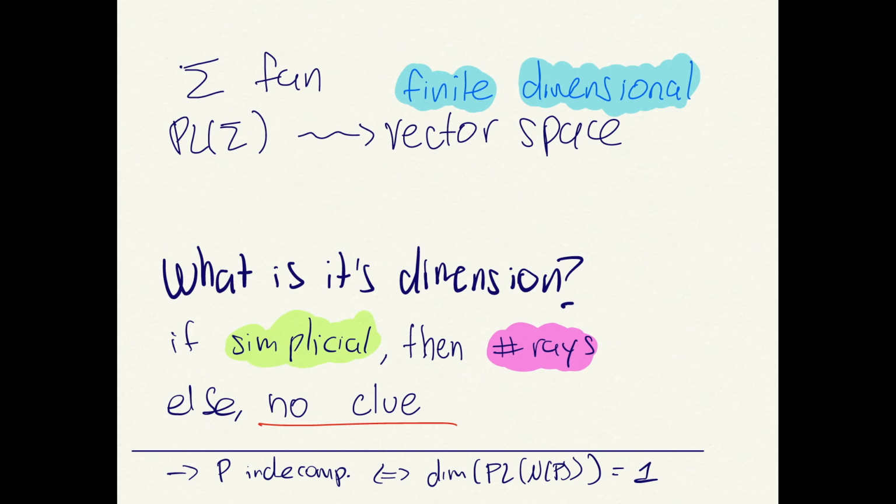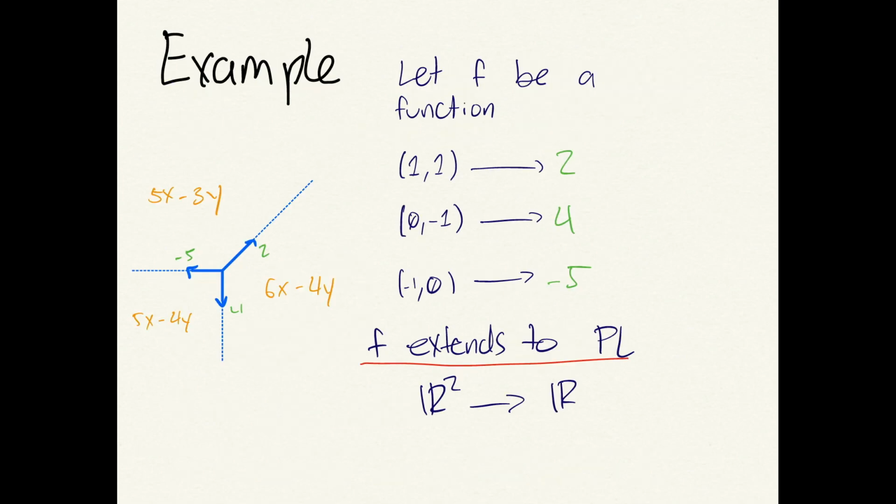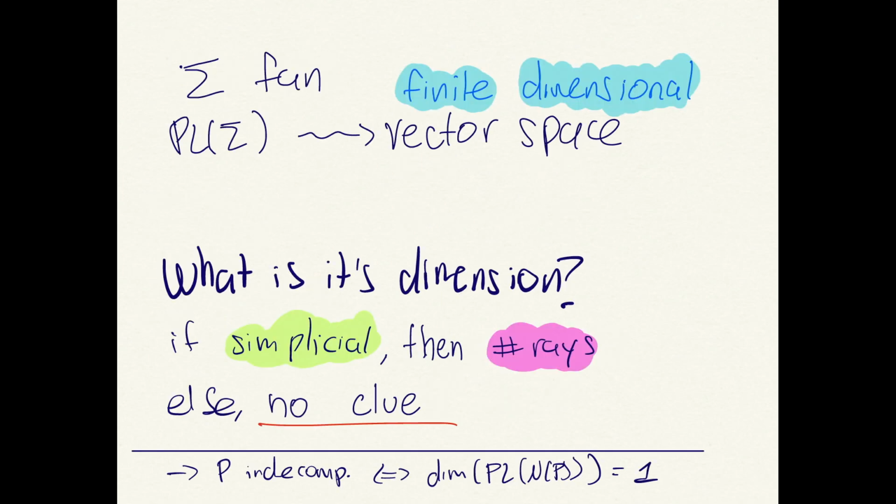So we are talking about piecewise linear functions. If I fix the fan and I consider all of the piecewise linear functions, these form a finite dimensional vector space. What is the dimension? Well, if it's simplicial, I can really do whatever I want. In this example, I can put any numbers, 2, 4, -5, they could be anything, and I extend it uniquely. So there is one decision for each ray.